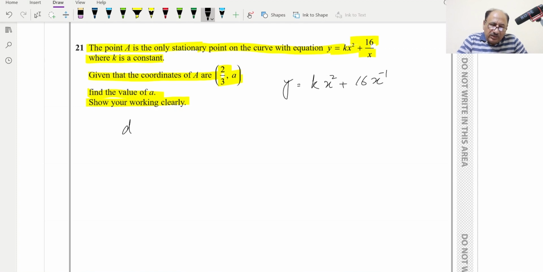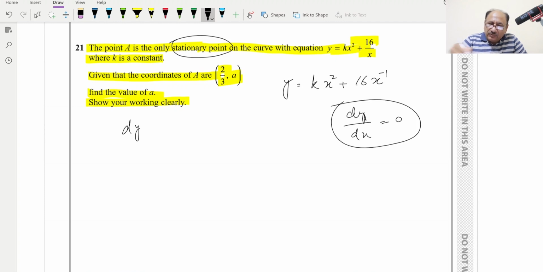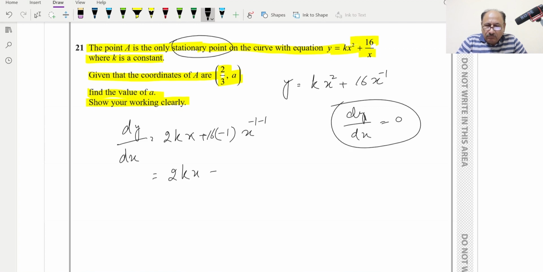So now we can write the derivative. We know that for a stationary point we put dy by dx equal to 0. So dy by dx will be equal to 2kx, plus, pulling the minus 1 down, 16 into minus 1 and x raised to minus 2, which is 2kx minus 16 over x squared, and we put this equal to 0 by this definition.